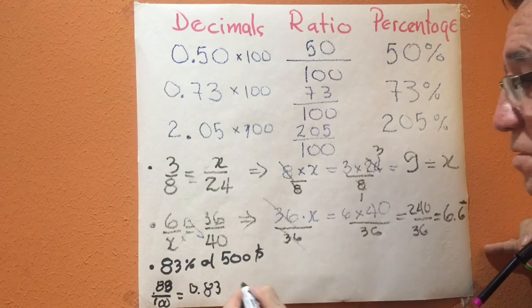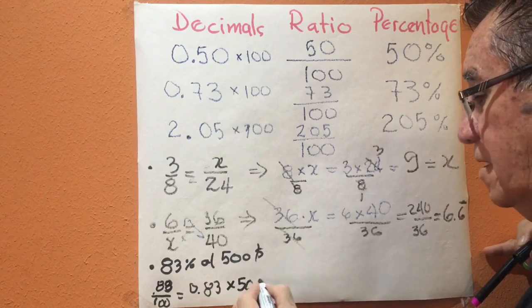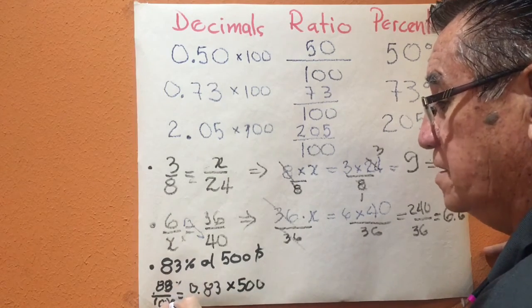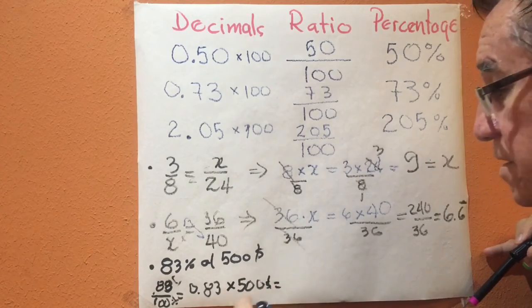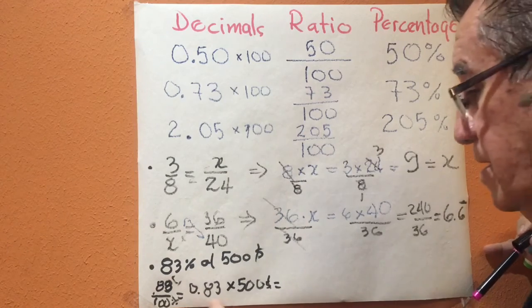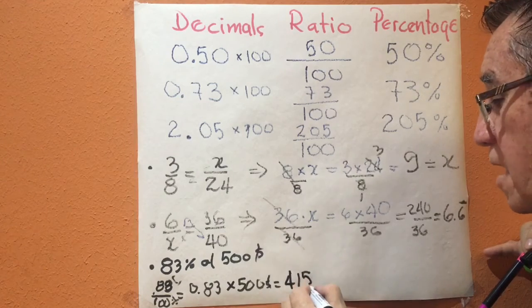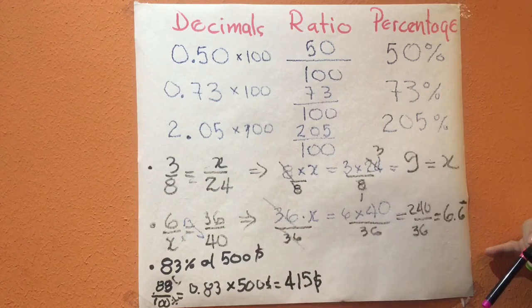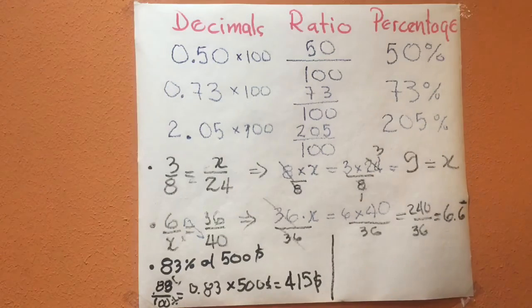0.83 is going to be multiplied by 500. Since, remember, the percentages here have been canceled out, and the only thing that's left is money. So if you do this multiplication, the answer will be $415, which makes sense because 83 is very close to 90, and this should be less than 500. Okay? Is it understood? All right.